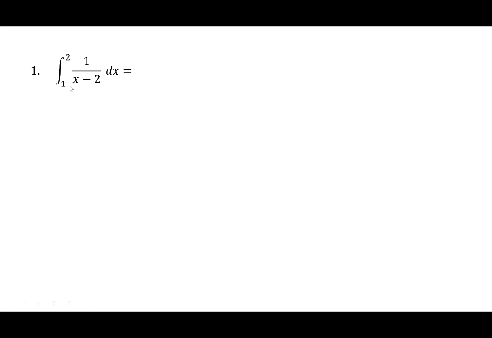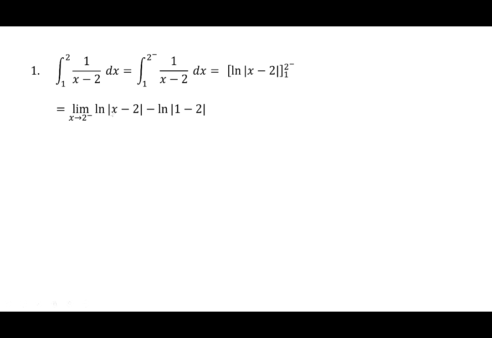Is there an issue? Where? At the upper limit too. Oh, cool. So what do we do? Don't let x approach 2. Don't let x become equal to 2. Stay slightly to the left of it. That means change this to 1 to 2 minus. And now, after we evaluate this integral, we won't say plug in 2 minus. No, instead we'll say take the limit as x approaches 2 minus of this quantity.